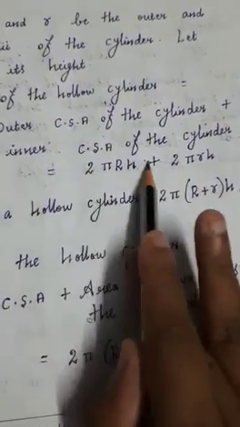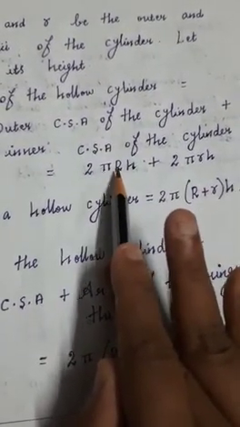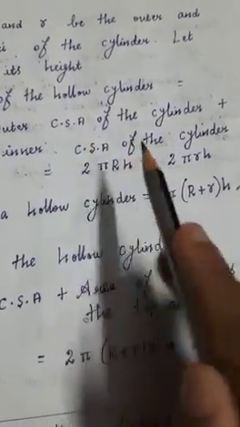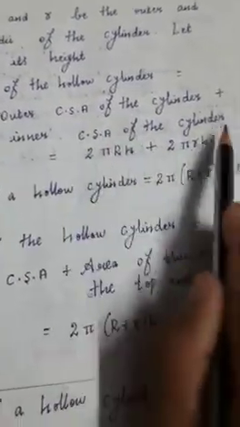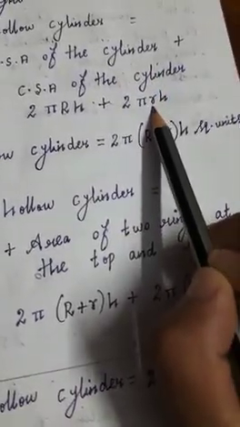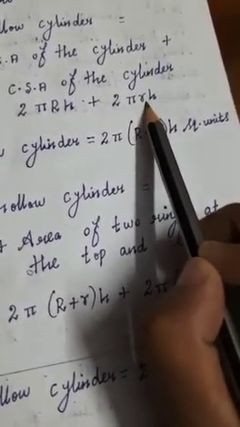So this is the outer cylinder, and the outer radius we will consider as capital R. That's why we have written 2 pi capital R into h, plus the inner CSA of the cylinder. The inner CSA of the cylinder means this part. That is also the same formula, only the radius makes the difference. So this is the inner radius, that is small r.